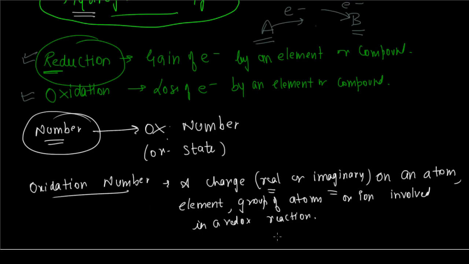It's a very, very important concept. You must understand it. So here you will realize that this charge, imaginary or real, on an atom or group of atoms or ions will help us in studying charge variation. It will help us in studying how charge will vary from one side to the other side, and this is very, very important now, right?